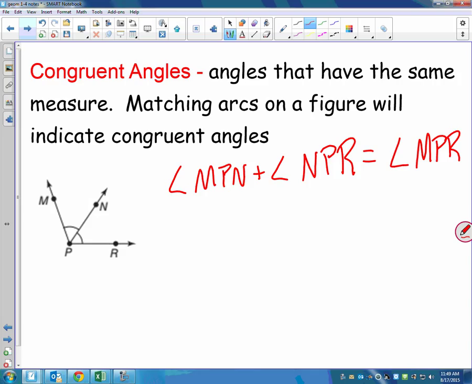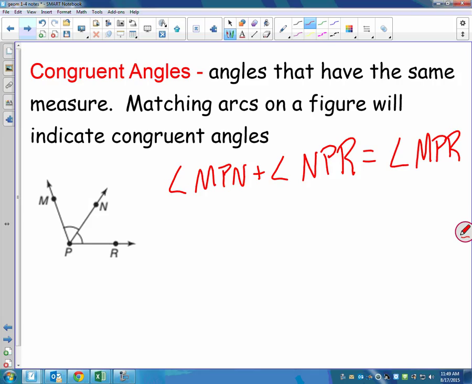Kind of just like the segment thing, right? The segment bisector, you can add them up together and equal that. And we can even say angle MPN plus NPR have to equal each other, even more importantly, if it's a bisector. All right, so use that kind of knowledge as you're doing that.